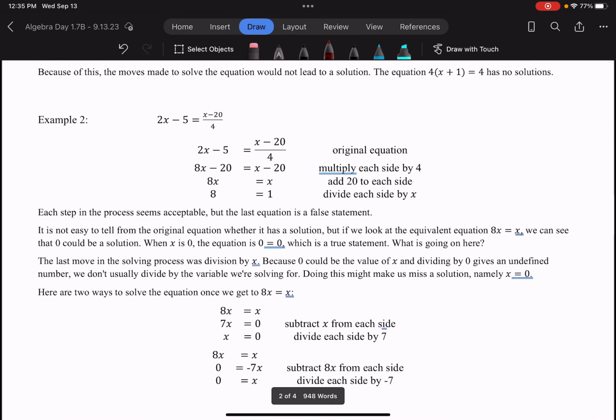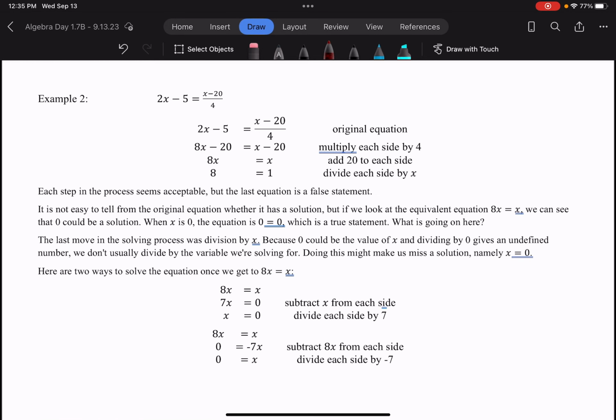The other example that they give you though is that if you end up with x equals x, it's very tempting to divide by x. And the key point here is that generally speaking, we don't divide by the variable we're solving for because this is going to cause you to get a false equivalency, right? 8 does not equal 1. And then you're not going to find out what x equals.